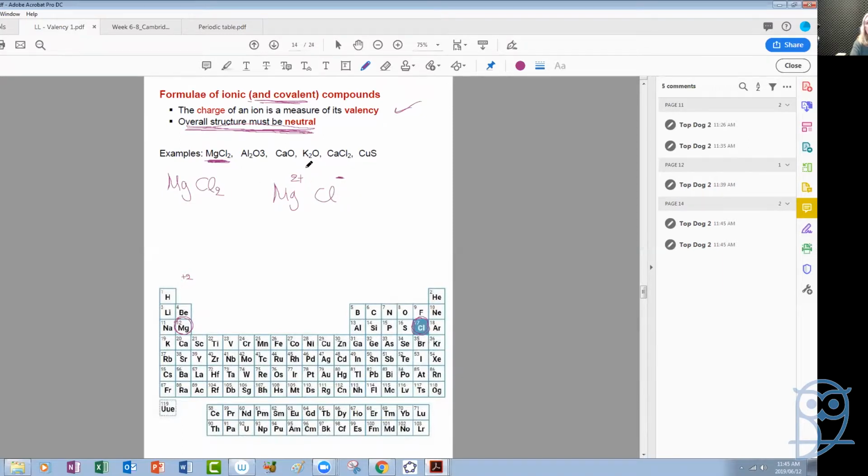But remember that now the overall structure has to be neutral. So all this should be a neutral structure. But now if this has 2+ and this one has 1-, this is not neutral anymore. Overall, it has a positive charge, isn't it? So for this to become neutral, we need 2 of these chloride ions to combine with 1 magnesium to give us this neutral structure. And the formula that we write is magnesium chloride this way.